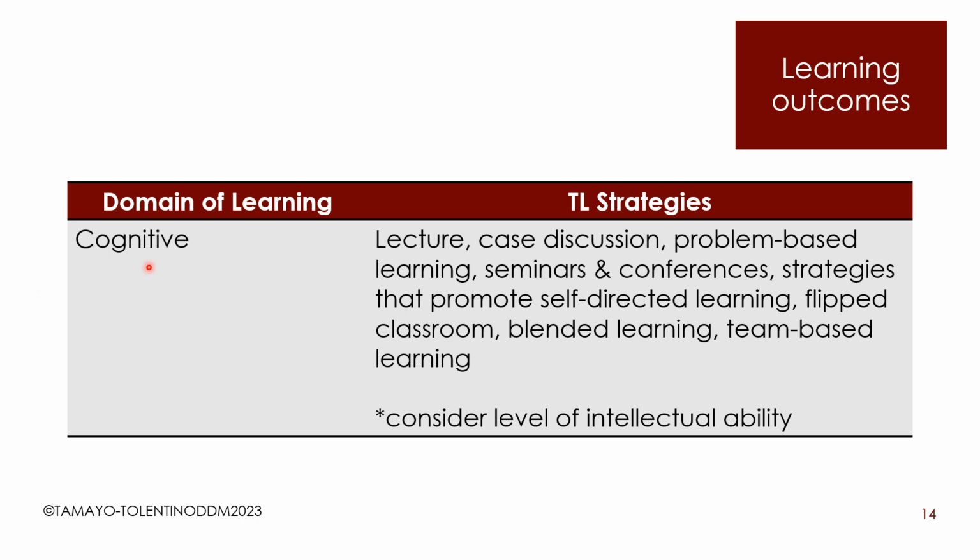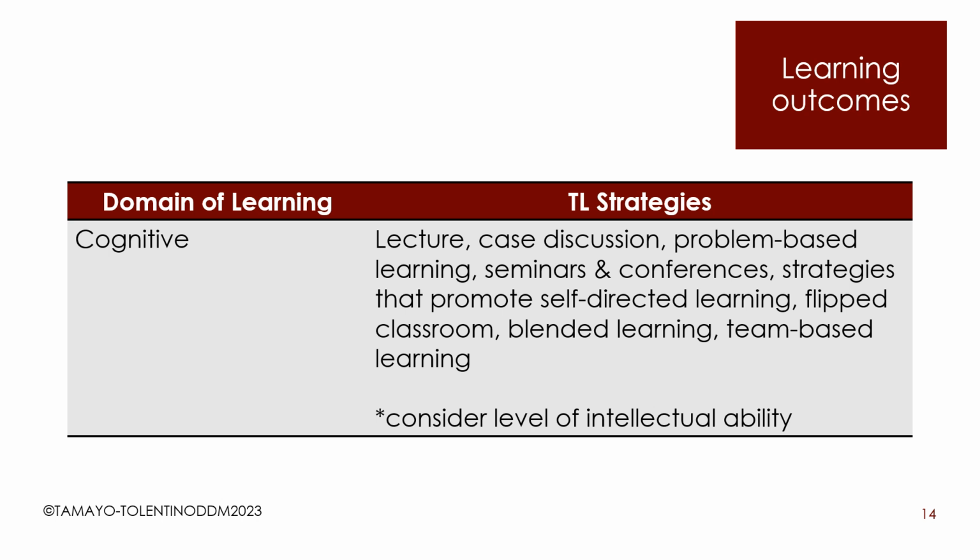So, depending on what the learning outcomes require, there are teaching learning strategies that are more appropriate if we want the students to increase their knowledge, learn a skill, or learn a behavior. For the cognitive domain of learning, teaching learning strategies can be lecture, case discussion, problem-based learning, seminars, and conferences. Strategies that promote self-directed learning can also be used, flipped classroom, blended learning, as well as team-based learning, among others.